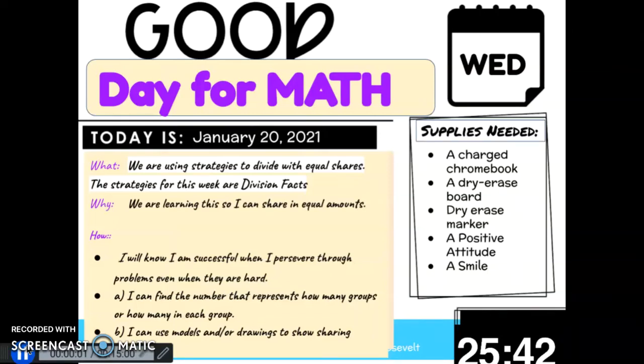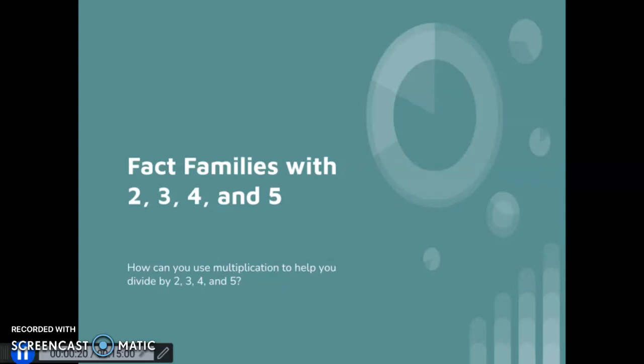Everybody, today is Wednesday, January the 20th, 2021, and we are still working on division strategies. The strategy that we're focusing on this week is division facts, meaning that we are going to be talking about how we can use related multiplication facts to help us with division. And we're going to focus on fact families for 2, 3, 4, and 5.